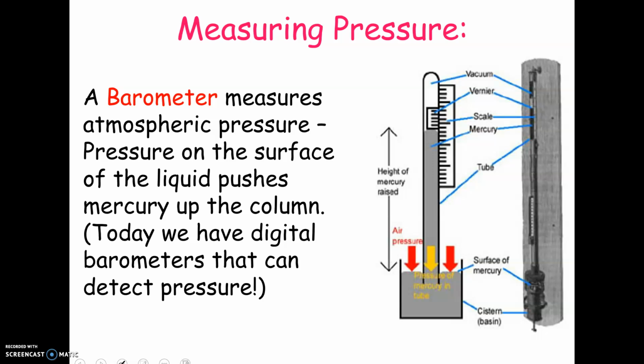But the way it would work is that the air pressure outside would be pushing down on the mercury here. You'd have a vacuum in here, so there would be no gas in here. But the force of the gas from the outside would then force the mercury up. And that's why one of the units for pressure is mmHg, or millimeters of mercury, because we literally measured how many millimeters it would be forced up the tube.